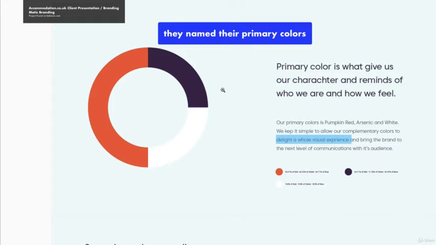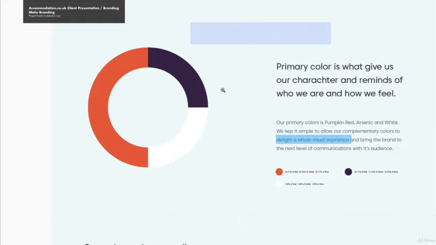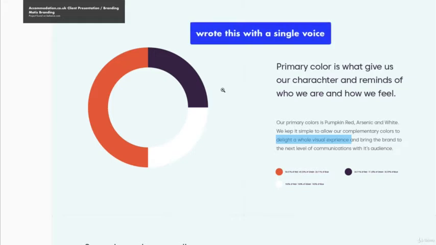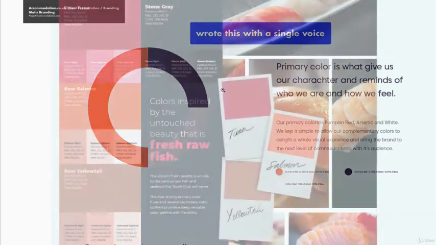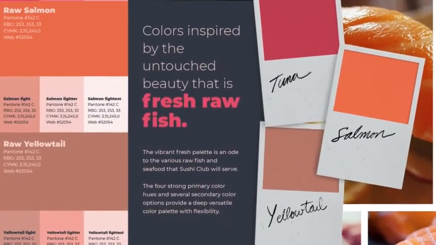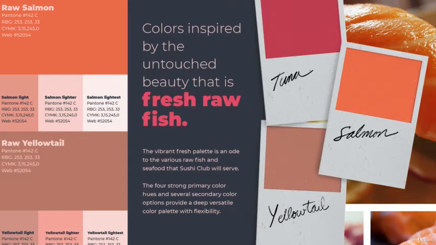So you notice the wordsmithing there. They really tailored this to have a single voice. They're writing in the same style throughout all of this. So in our case with Sushi Club, we can talk about what was our inspiration, and that was the raw colors of raw sushi, of raw fish. And that can easily be explained in a very simple paragraph like it is here.